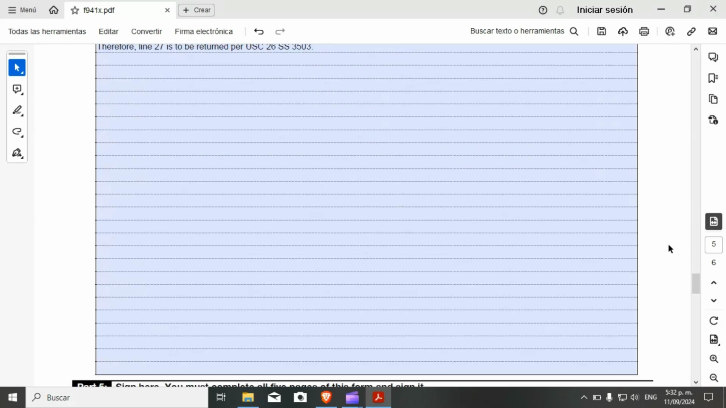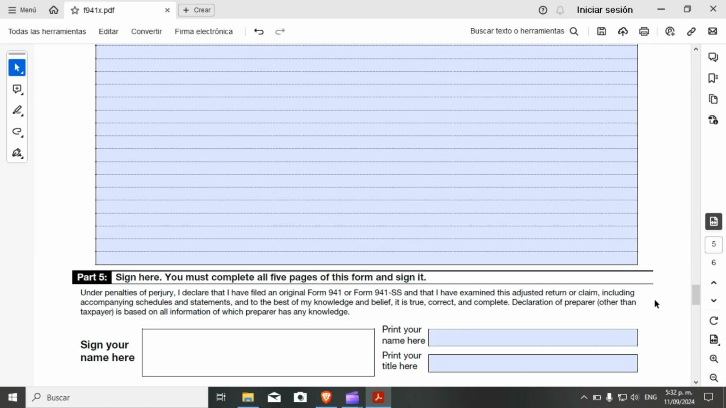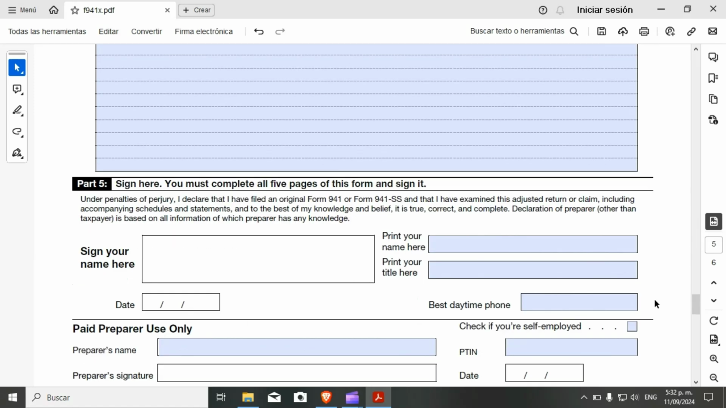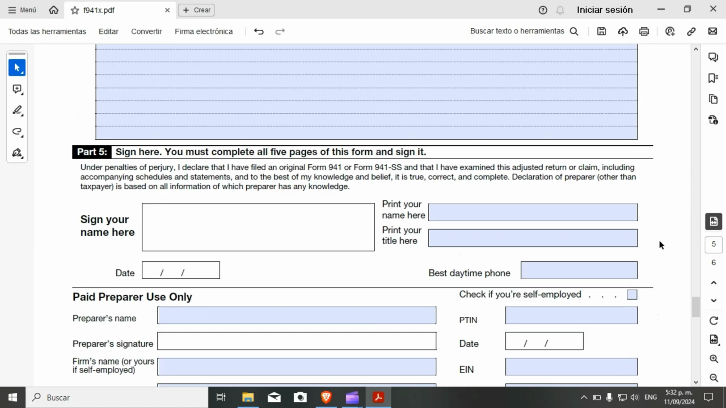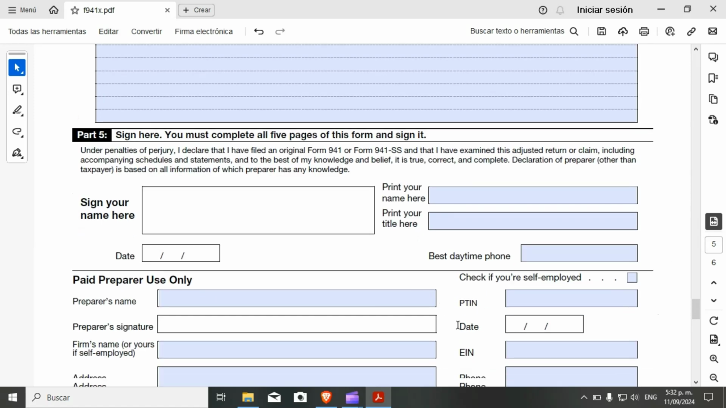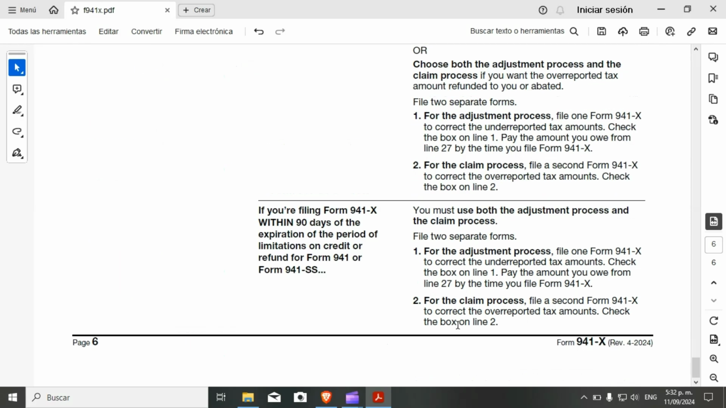We're pretty much done. You just need to sign, print your name, and your title. And again, if you have us do it, we'll fill in our contact information and so forth. And that's it. There's nothing else you need to do as far as this Form 941 is concerned. And we'll see you in the next section, which is Form 1065X. We'll see you there.